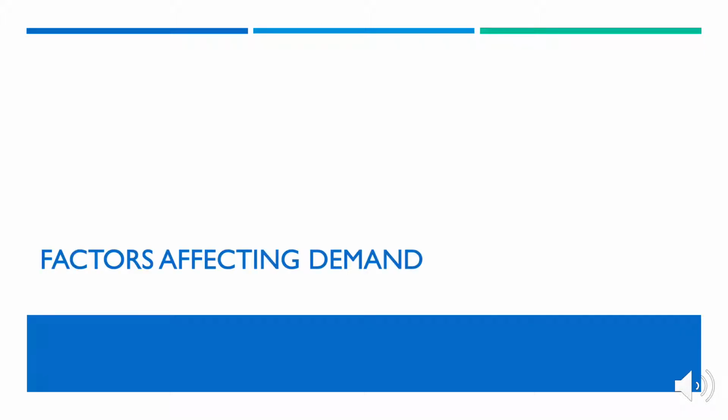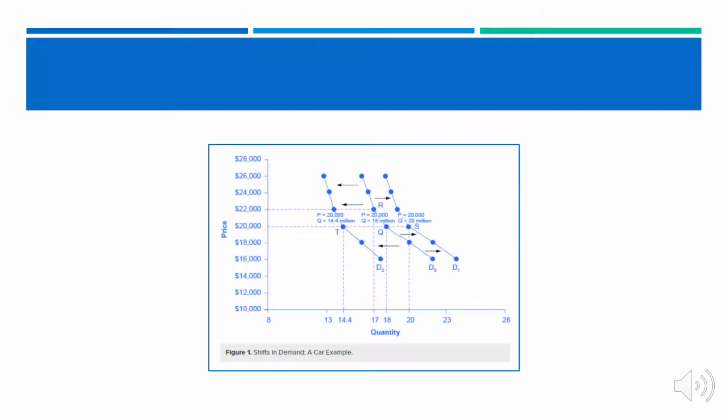Obviously, there are some factors that affect demand, and we will get to that later. However, I want to show you a graph depicting the shifts of demand. So let's do that right now. So here is the graph. This graph shows the shifts in demand, and here's a car example.